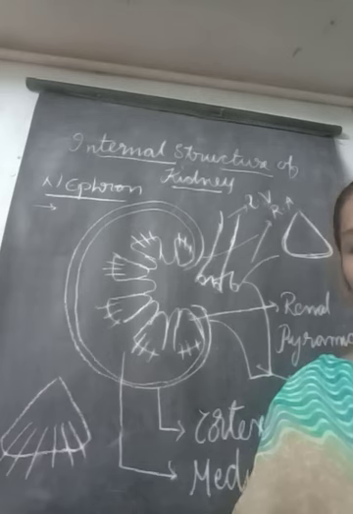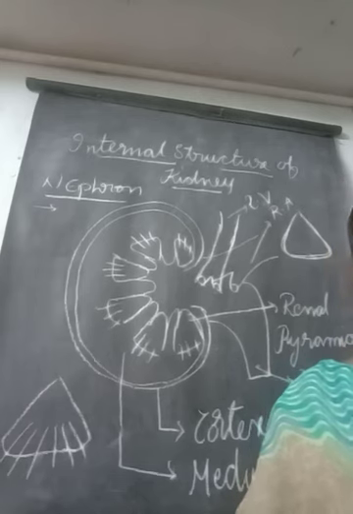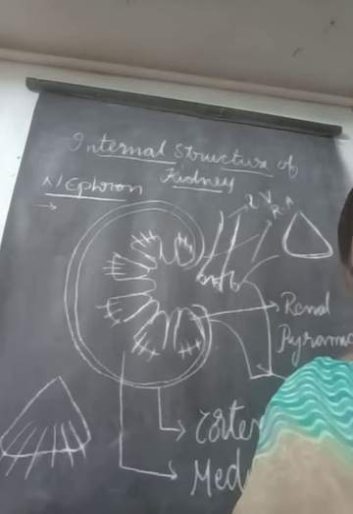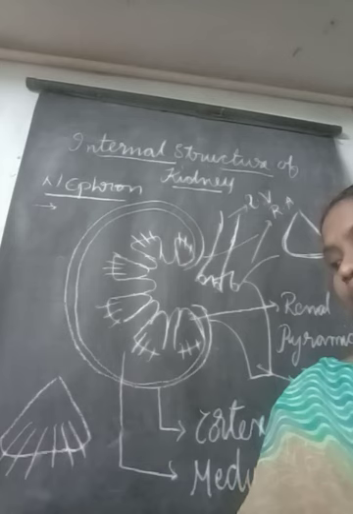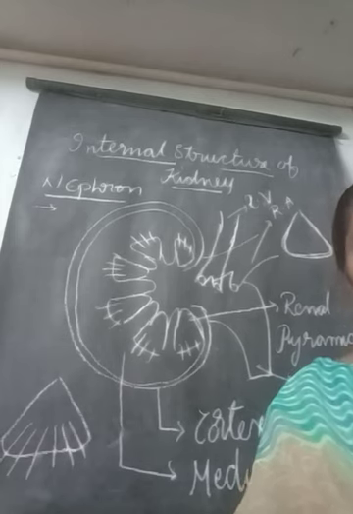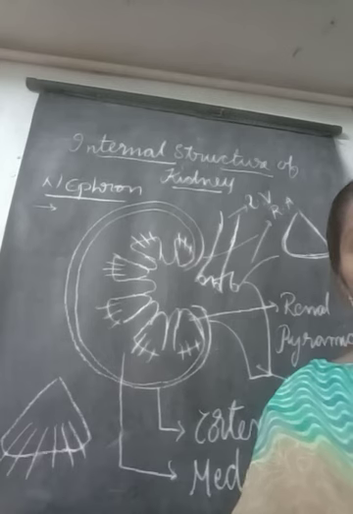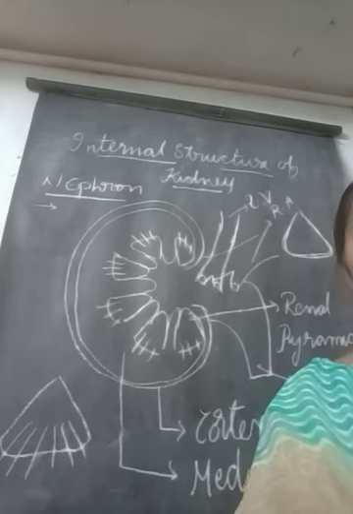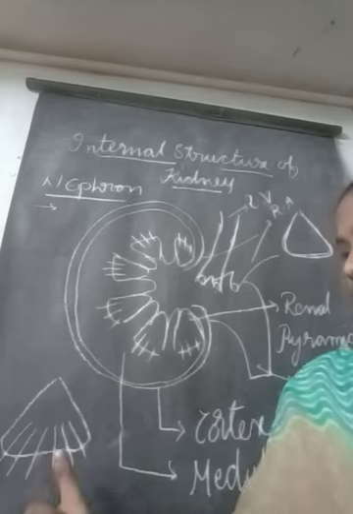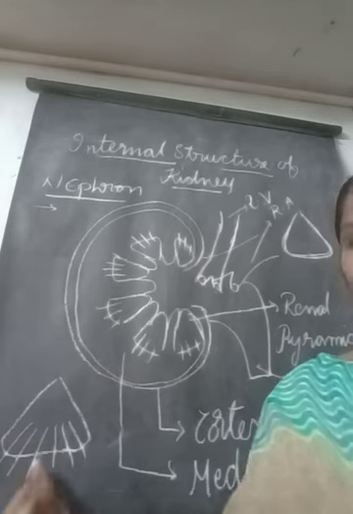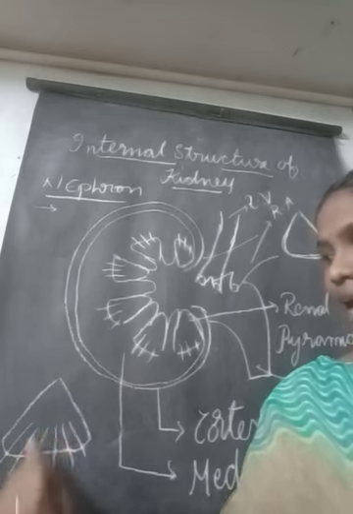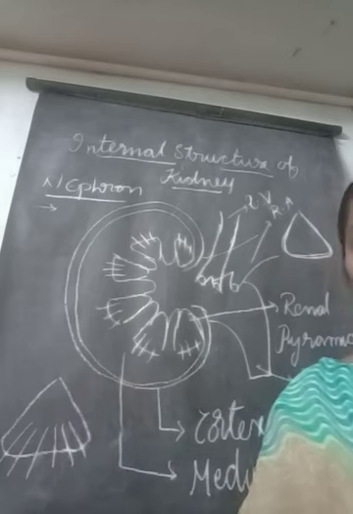Did you understand what nephron is? The basic structural and functional unit of kidney. So these are nothing but nephron tubules entering into the renal pyramid.